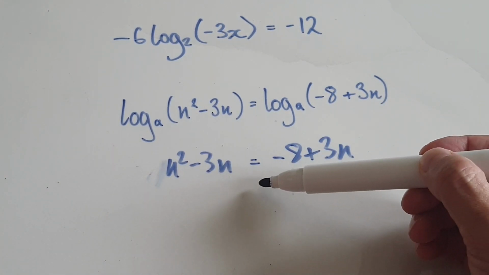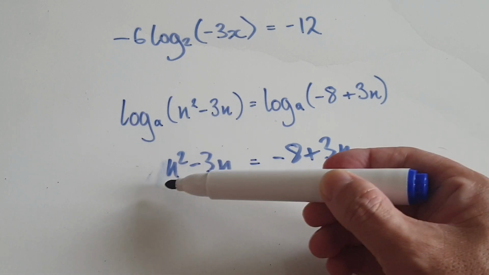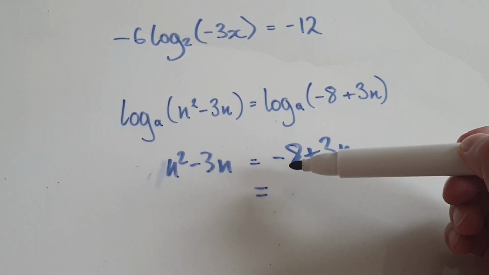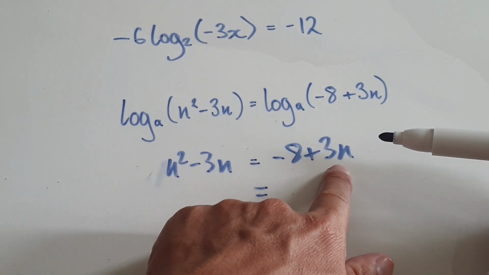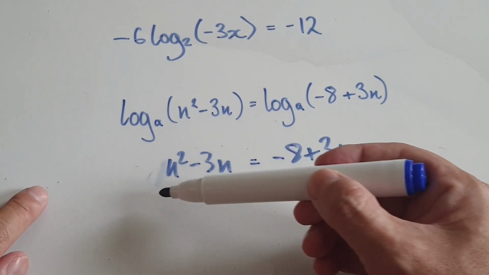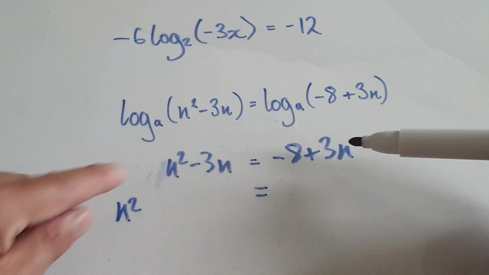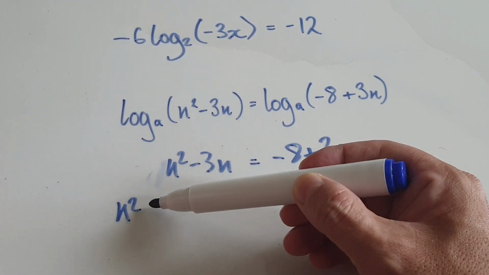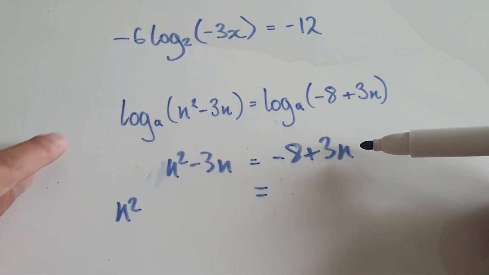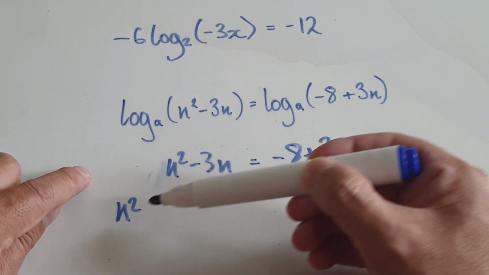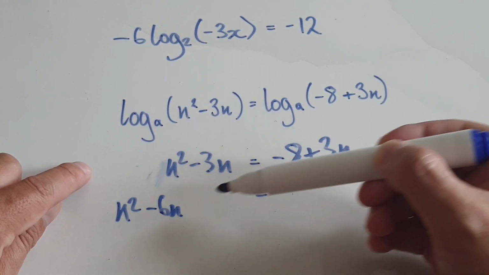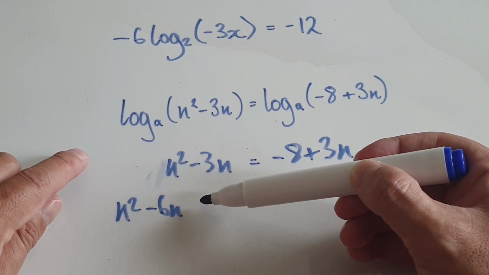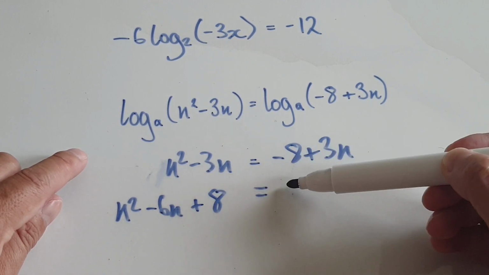This is a quadratic equation in a way. So get everything to equal 0. Let's take away 3n and then add 8. So that would then be n squared. When you take away 3n from both sides, that will then give you negative 6n. And then when you add 8 to both sides, that will then give you plus 8 equals 0.